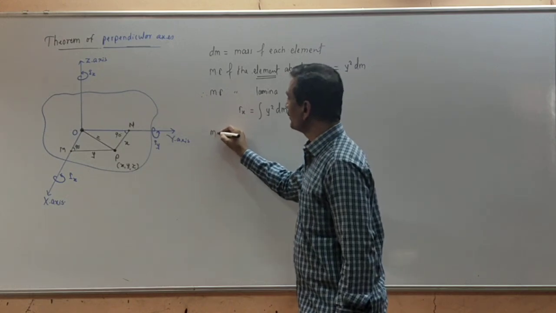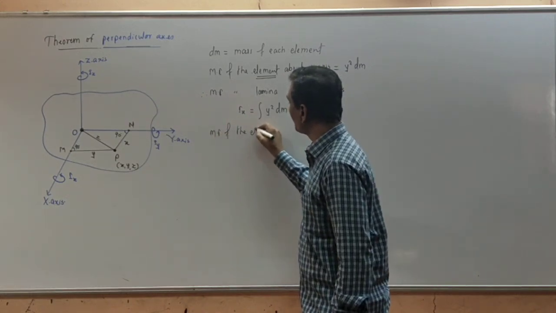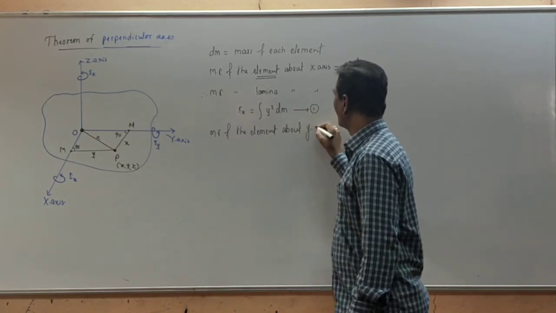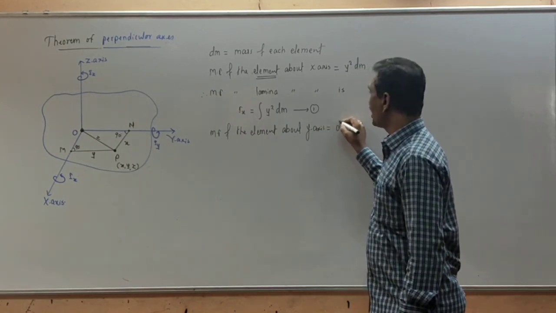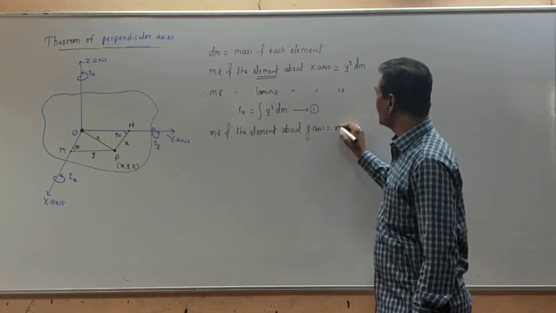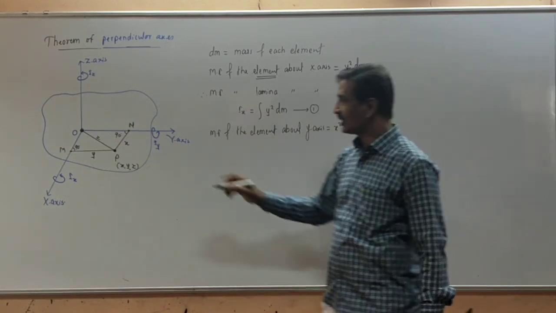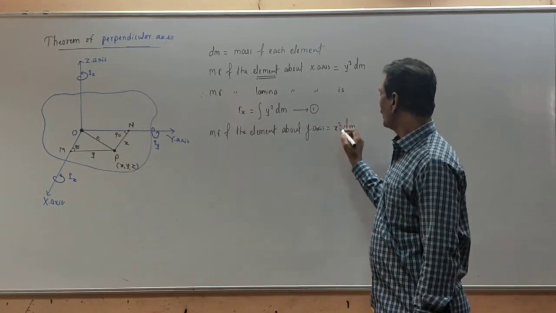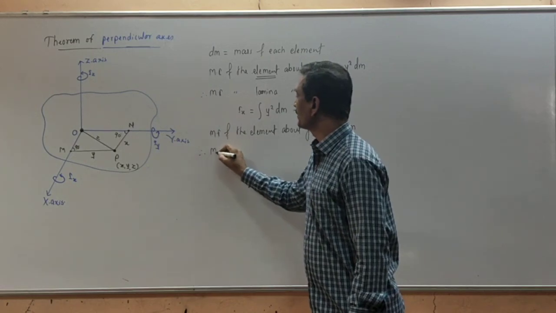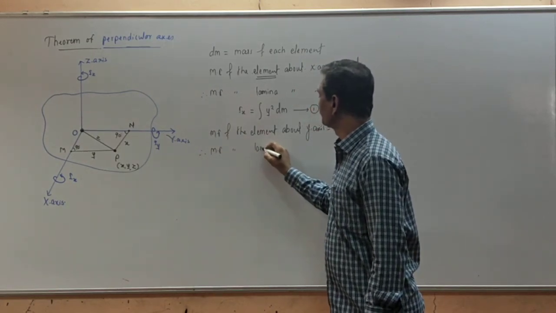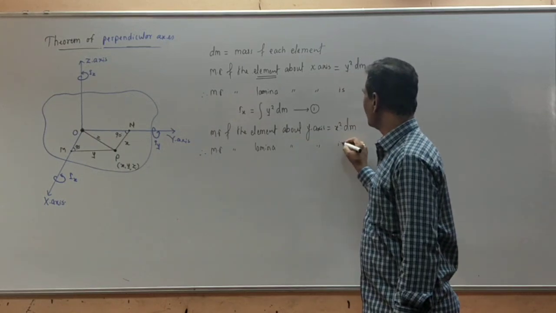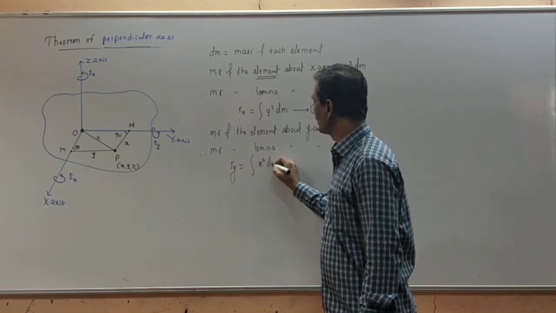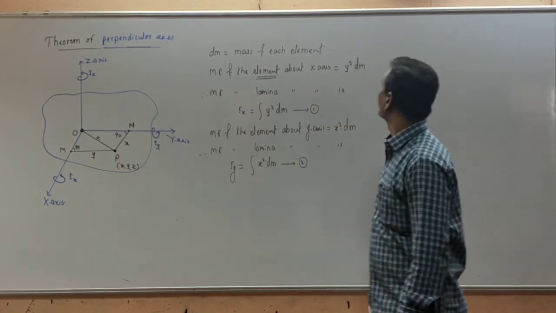Similarly, what is the moment of inertia of the element about y-axis? It is the product of the mass and the square of the distance, it is x square into dm, because the distance of the element from y-axis is ON and ON is equal to x. So again integrating, we get the moment of inertia of the lamina about y-axis, denoted by letter Iy. So Iy is the integration of x square into dm, equation number 2.